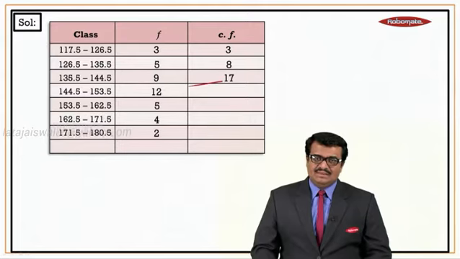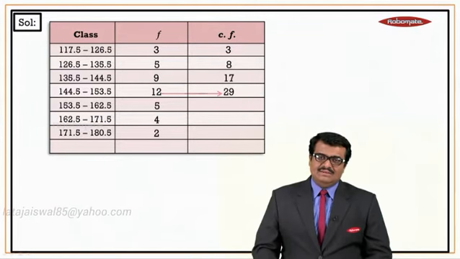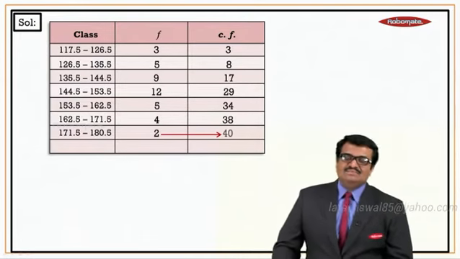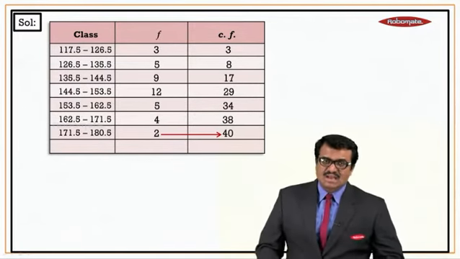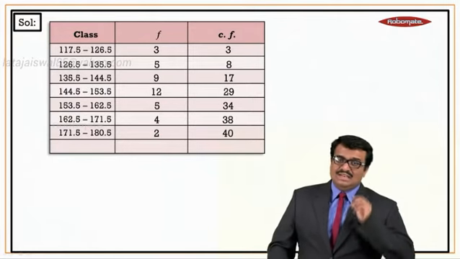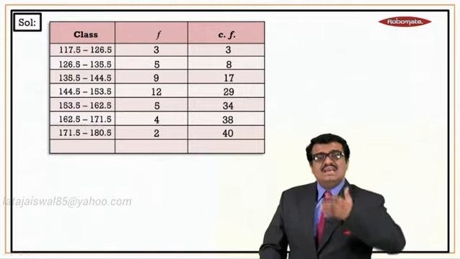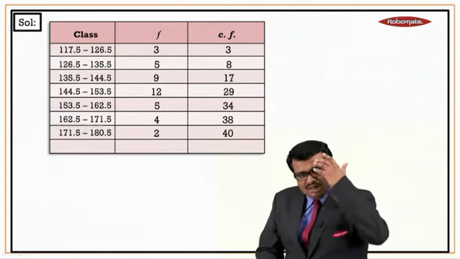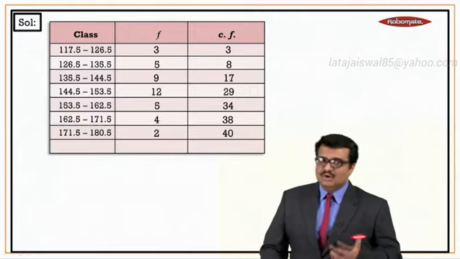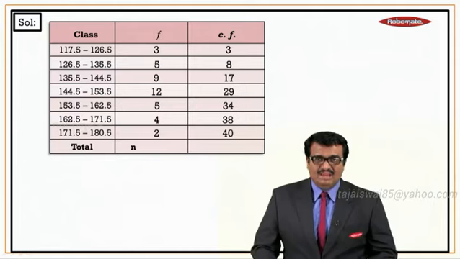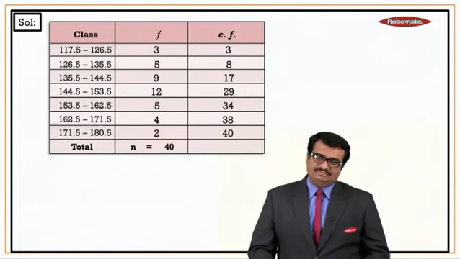17 plus 12 gives you 29. 29 plus 5 gives you 34. 34 plus 4 gives you 38. And 38 plus 2 gives you 40. So this way we added all the cumulative frequencies. Look at the last cumulative frequency that we got, that is 40. Since we added all the frequencies, if you add all the frequencies in the frequency column, the total is going to be 40 only. The total of frequency is denoted by the small letter n, and the value of n becomes 40.